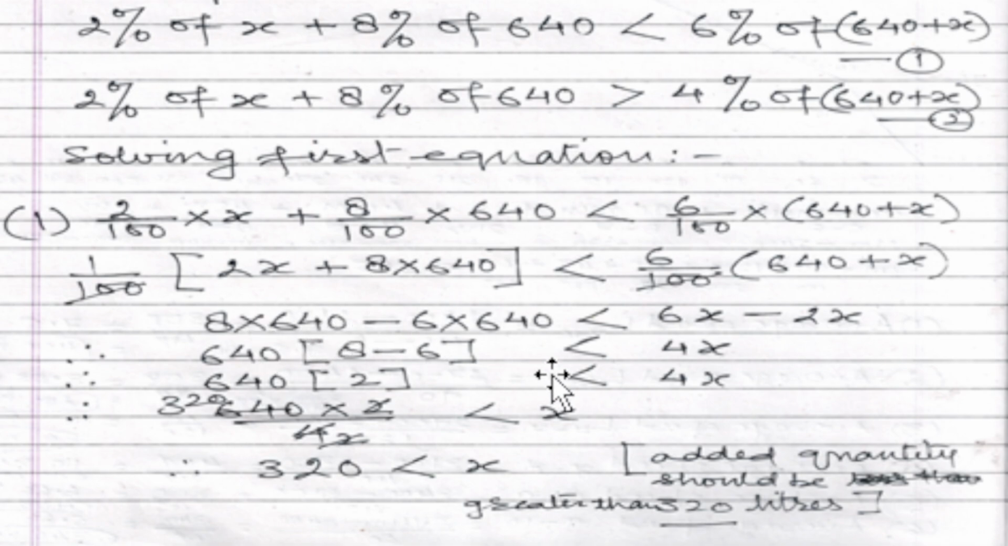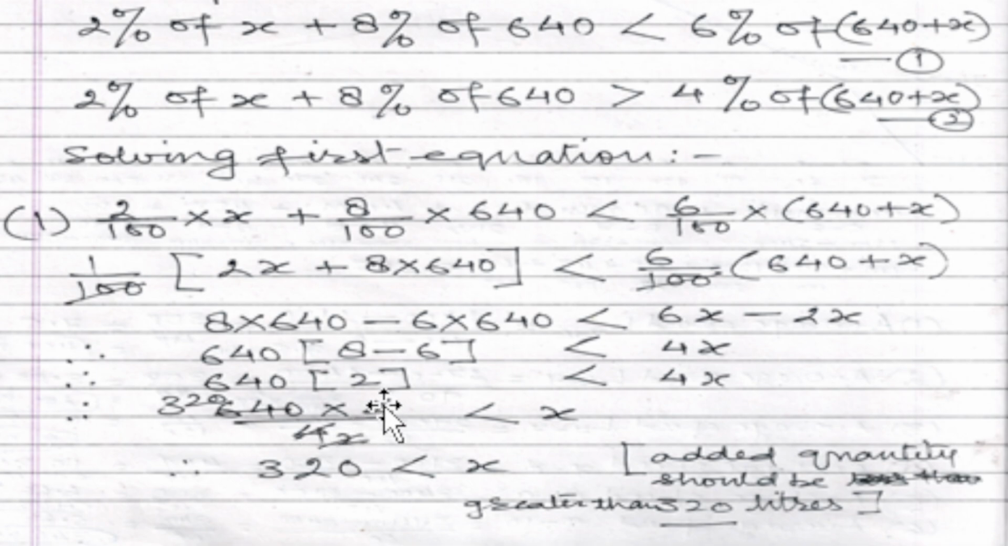I have shifted this 6 into 640 to the left side and this 2x to the right hand side. Therefore, the equation becomes 8 into 640 minus 6 into 640 less than 6x minus 2x. So after subtraction, it will become 640 into 8 minus 6 less than 4x. So 640 into 2 is less than 4x. Now we have shifted this 4 to the other side. So it becomes 640 into 2 upon 4.